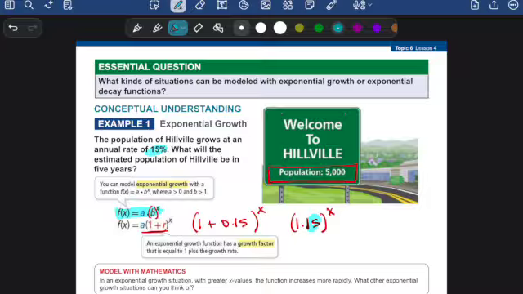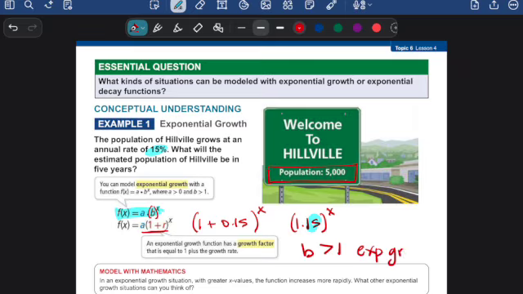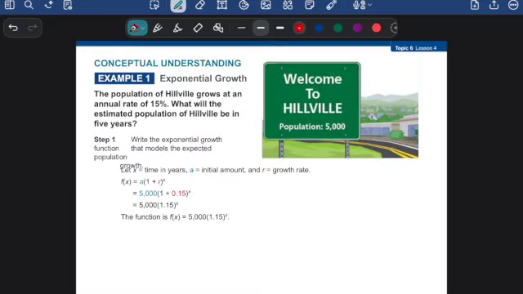So another way you might see it, if B is greater than 1, that means it's exponential growth. Okay, we're increasing, we're going above 100%. So then we would write that. We know our initial value, A, is 5,000. We put that into our formula, and then we add 1 plus 15%, and we get that. And so there's our exponential function.